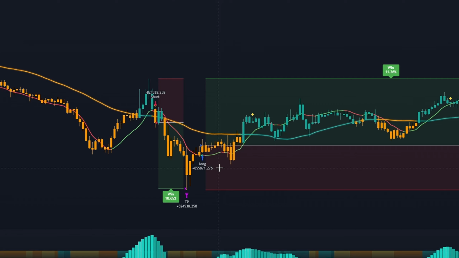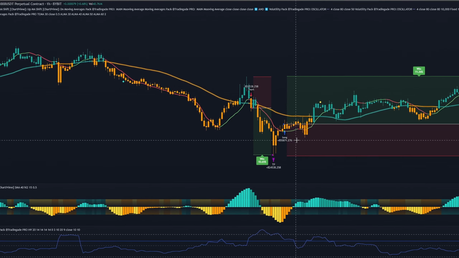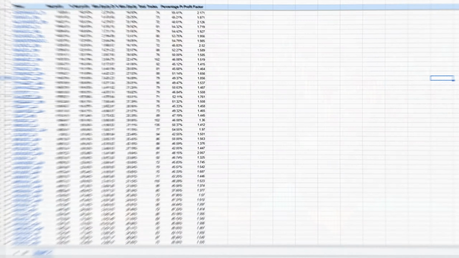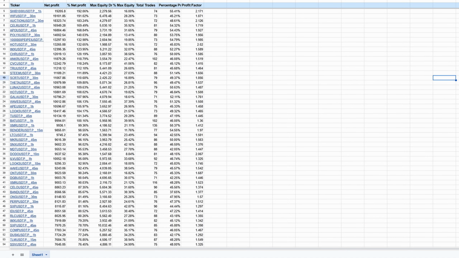That's fantastic! Now, considering I already did a backtest over 4,000 times, we're gonna go straight into the backtest results. Here we have some of the best backtest results based on our strategy.